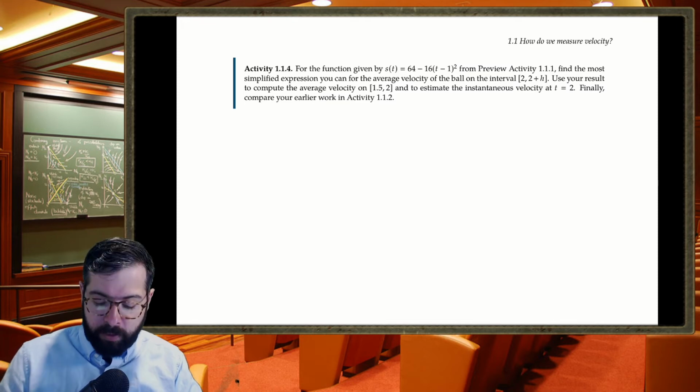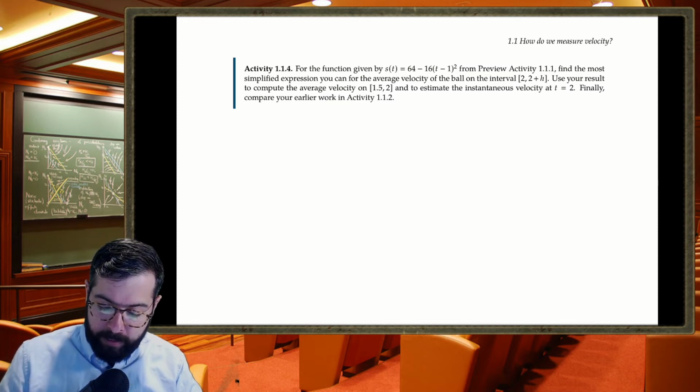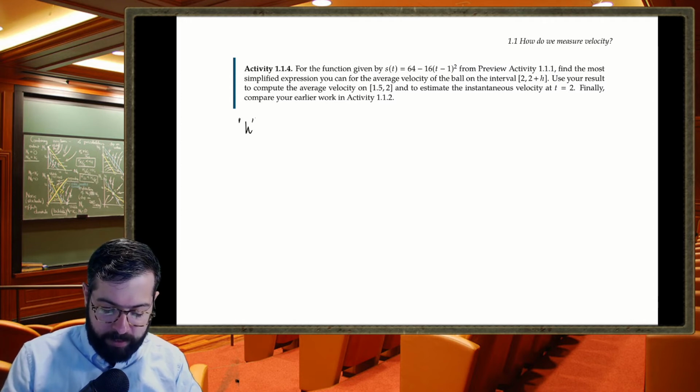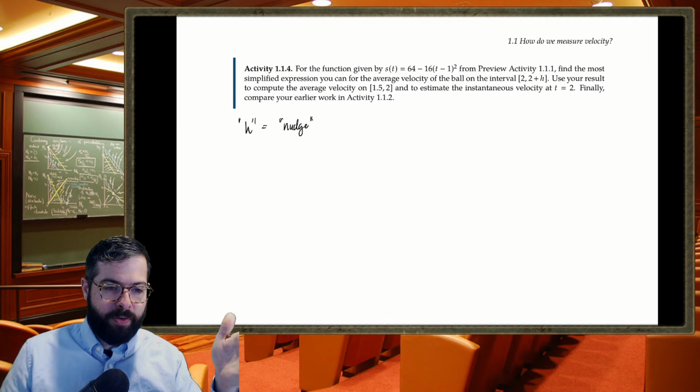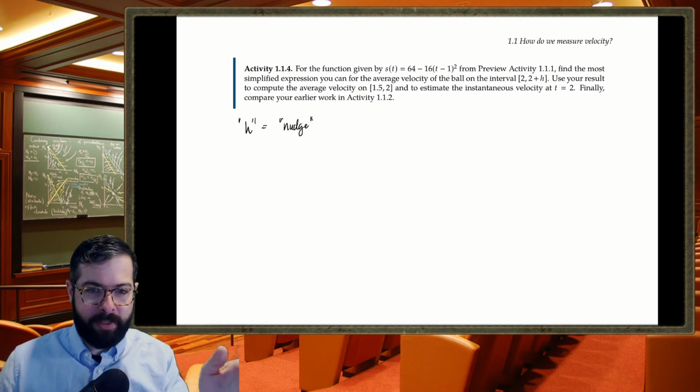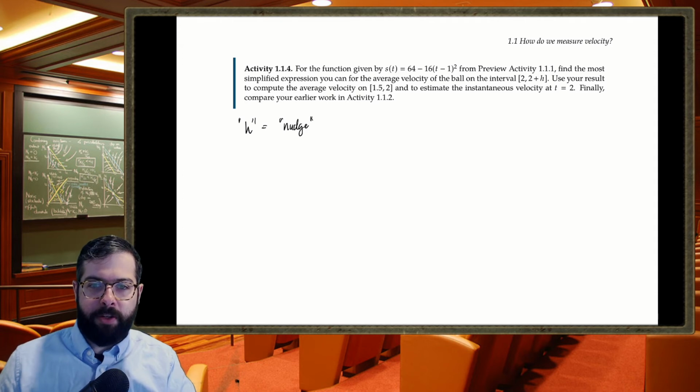So for this function, again, find the most simplified expression you can for the average velocity of the ball in the interval from 2 to 2 plus h. Now, what is this h? You can think of h as like a nudge. It's a little discrete change in the variable. So we're talking about the average velocity of the ball from t equals 2 to 2 plus a little bit, and that h is just that little bit. Then use your result to compute the average velocity on 1.5 to 2 and estimate the instantaneous velocity at t equals 2.